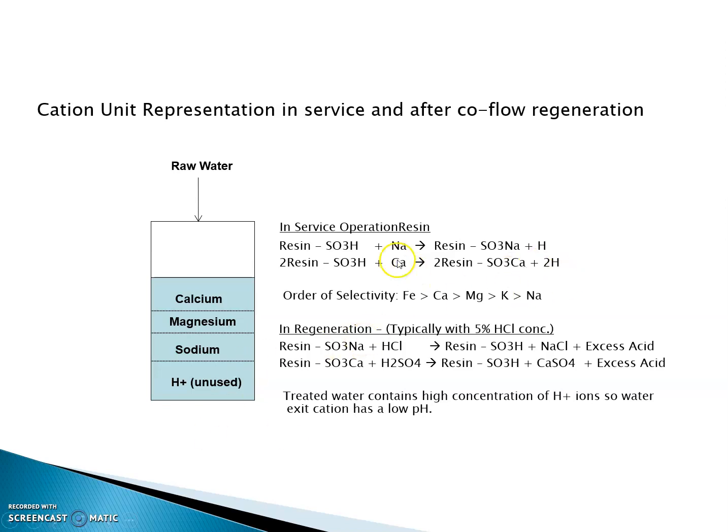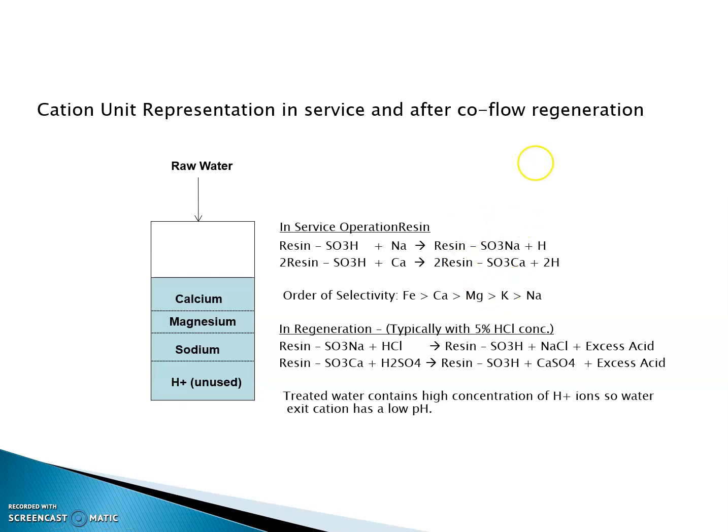Here the resin is nothing but sulfonic acid, SO3H, and Na, sodium. Here this hydrogen is easily ionizable, hence this SO3H replaces the sodium ions and leaves behind the hydrogen ions. Similarly, the second molecule of resin is getting involved in the swapping of cation. So in this way, it removes almost all the cations in the system. And of course, there is some selectivity in removing the ions.